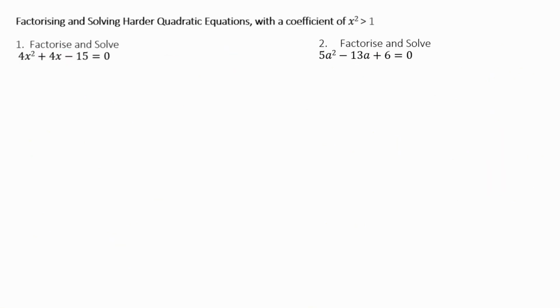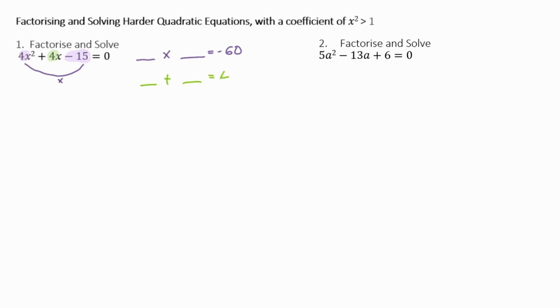So for number 1, we have to factorize and solve 4x squared plus 4x minus 15 is equal to 0. So we are first going to multiply the coefficient of x squared, which is 4, with the number term, which is minus 15. So 4 times minus 15 gives us minus 60, which means we are looking for two factors to give us minus 60. Those same two numbers should add to give us 4.